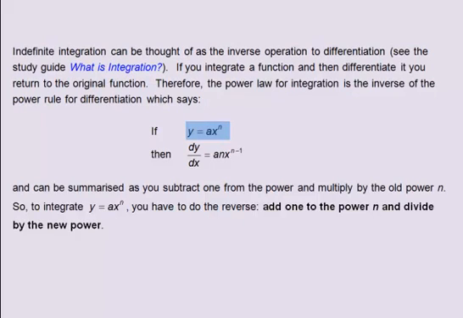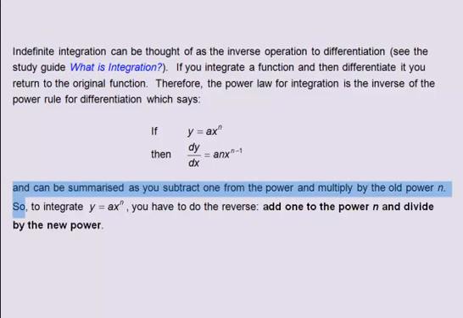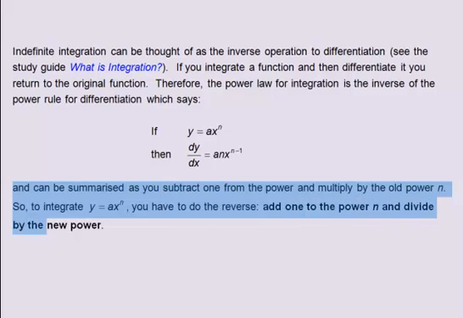ax to the power n, then the derivative dy by dx equals a multiplied by n multiplied by x to the power n minus 1, and can be summarised as you subtract 1 from the power and multiply by the old power n. So, to integrate y equals ax to the power n, you have to do the reverse. Add 1 to the power n and divide by the new power.